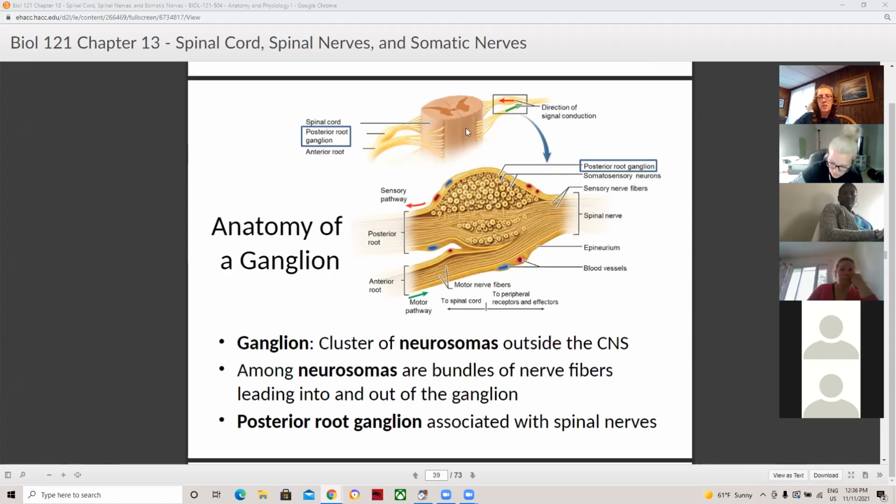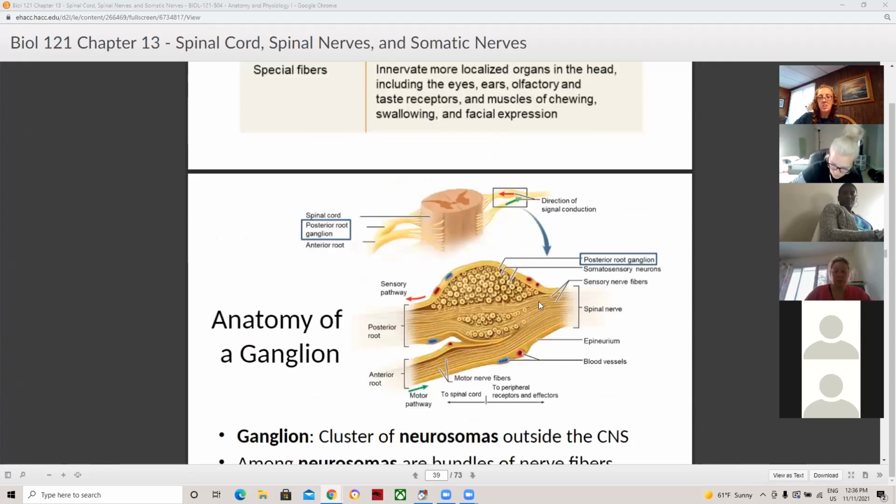So this is a cross section. You can't really see it there. This is a cross section of it right here. So here's the spinal root. Here's the posterior root. Here's the spinal nerve. Here's the posterior root. Here's the anterior root. Here's the dorsal root ganglion, or the posterior root ganglion, containing the cell bodies of sensory neurons. Remember, the anterior root is what's got motor neurons in it. Posterior root contains sensory neurons.